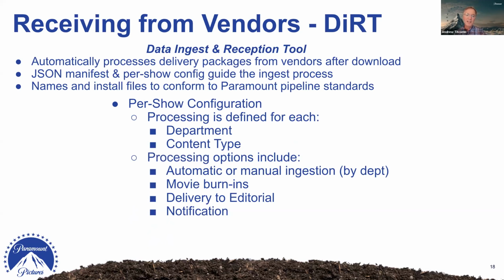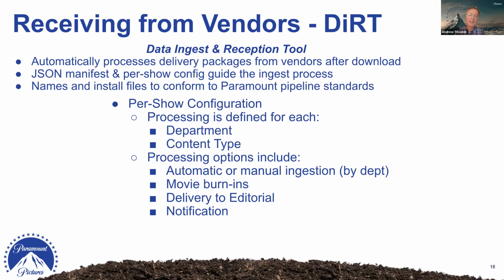In addition to the manifest that comes in, of course, there's the per-show configuration. So it's processing by department. We choose what animation movies or animation images are going to do. We choose what art images and movies are going to do. And then per content type, as Tiffany mentioned, we have everything separated out into different content types so that we can handle them specifically as the show desires.